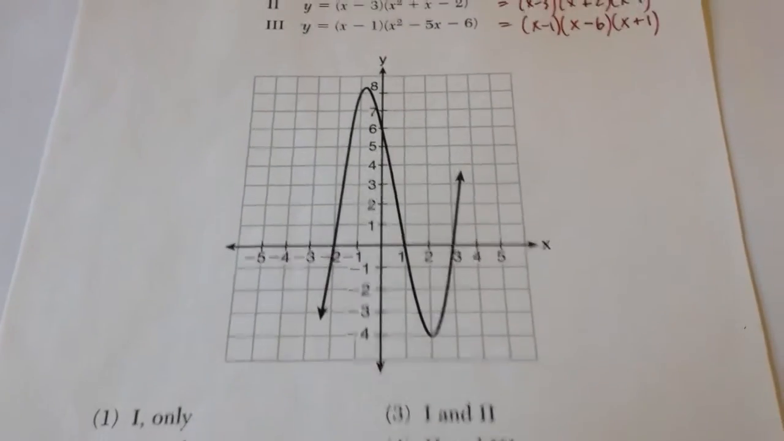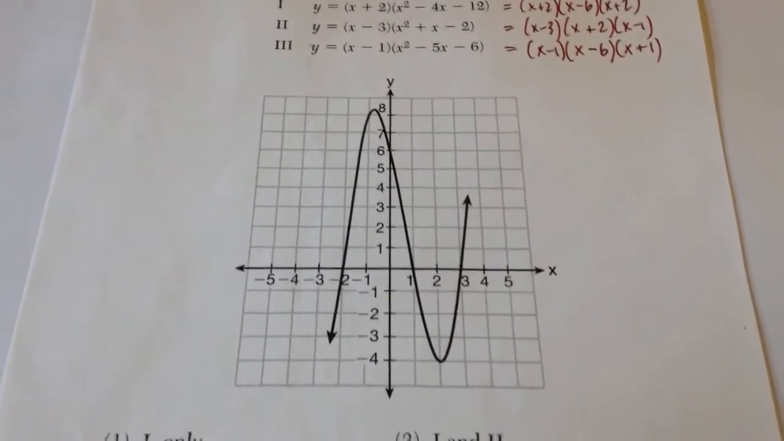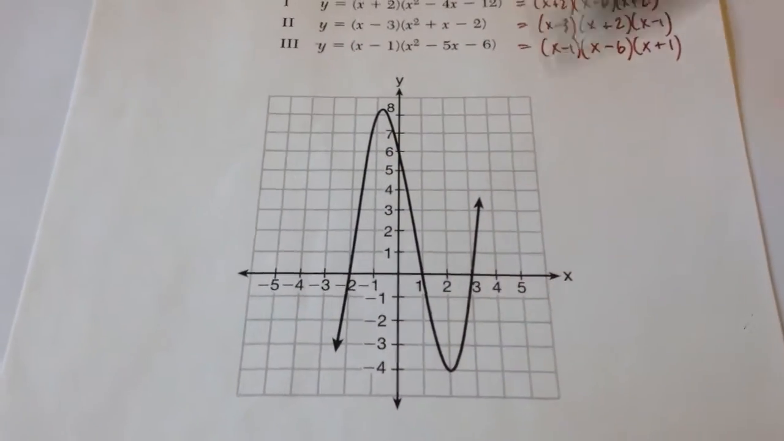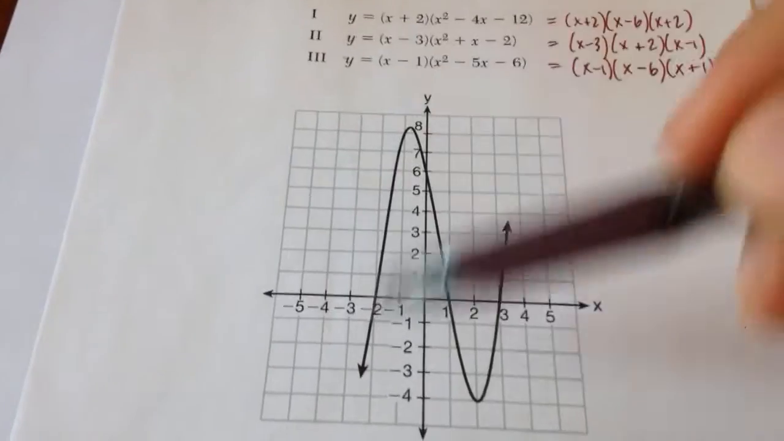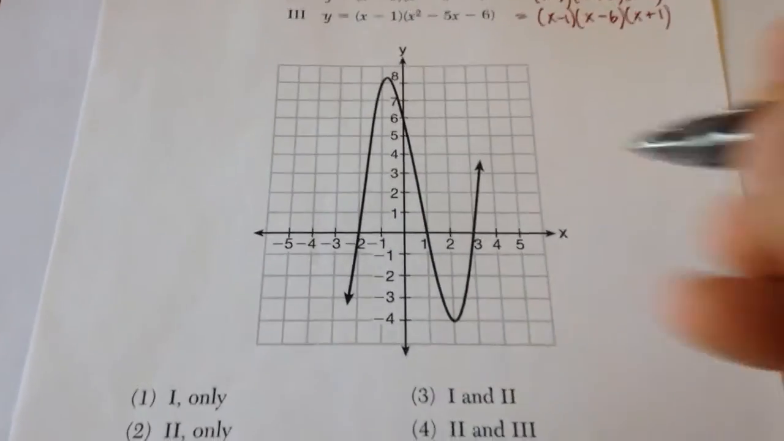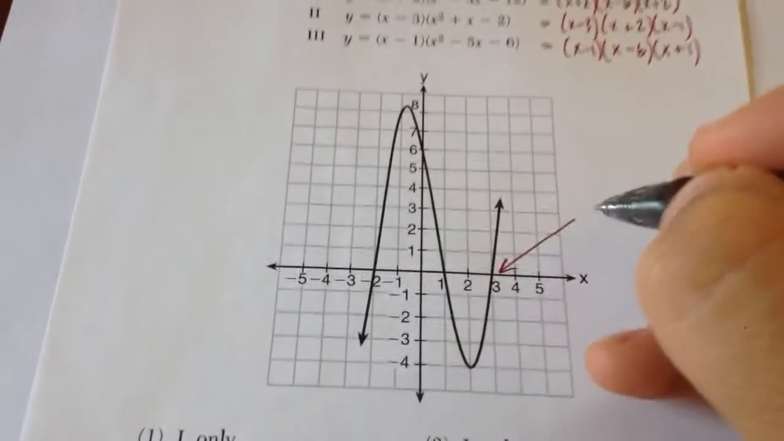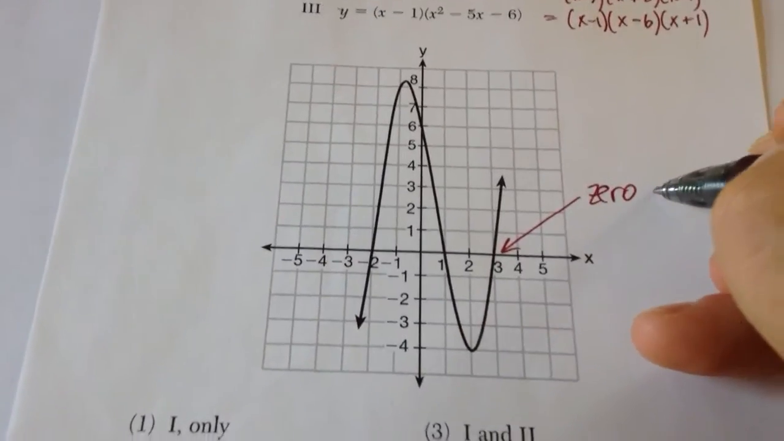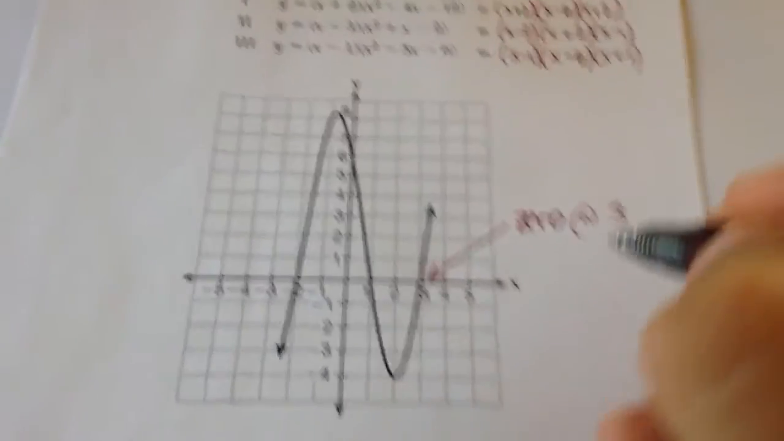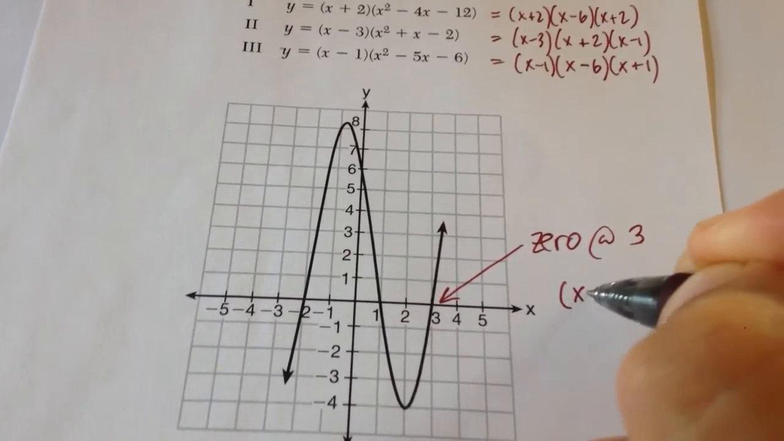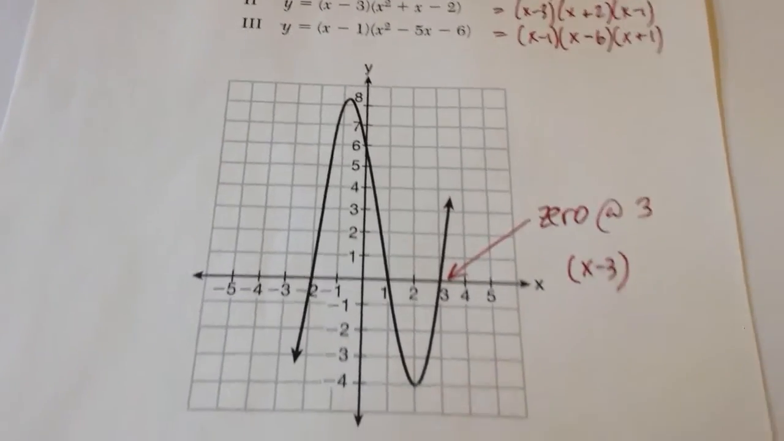For number 12, they want to know which one of the following graphs could be this. What you could do is plug all these into your calculator and see which one looks the same. That would definitely work. But there's a theorem saying that if the zero, where the graph crosses the x-axis, is at 3, then that means that the function has a factor of x minus 3.